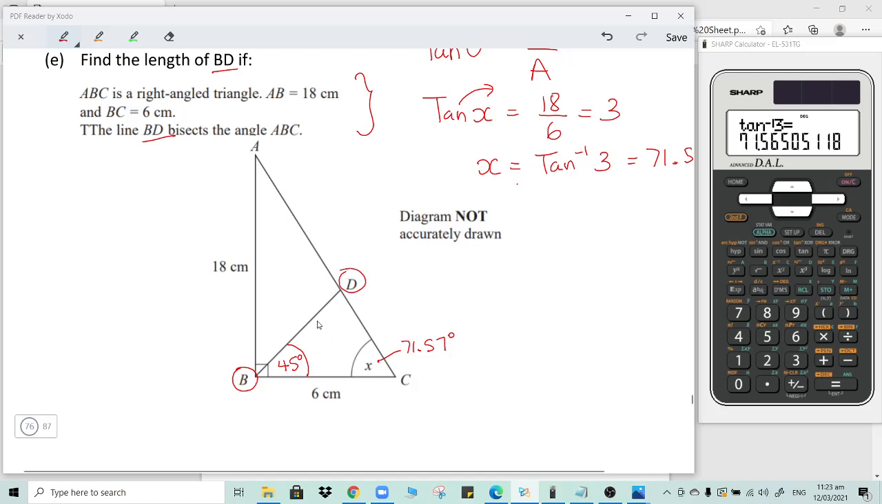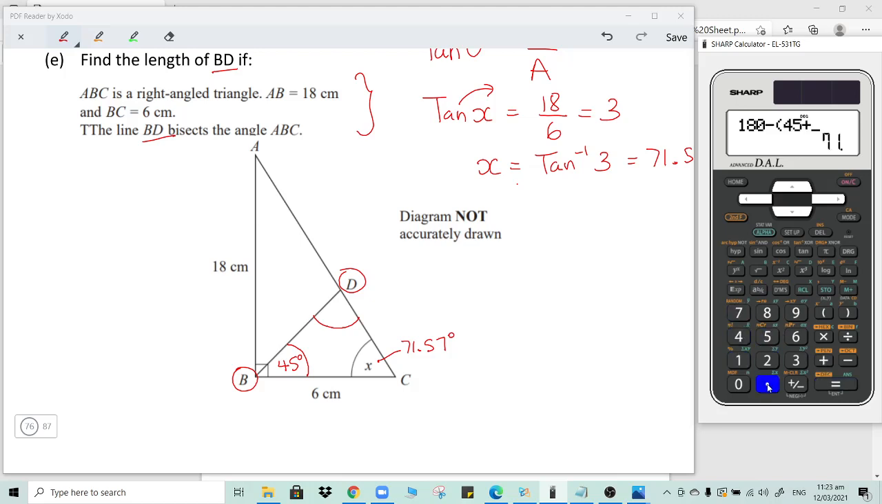I think, well, let's find this angle here one time, right? I think it's going to be very useful, because even if it's not useful, once you have two angles in a triangle, I always suggest find the third angle. All the angles in a triangle add up to 180. So I'm going to add these two and minus it from 180. So it will be 180 minus, open brackets, 45 plus 71.57, close brackets. So this angle over here is going to be 63.43.